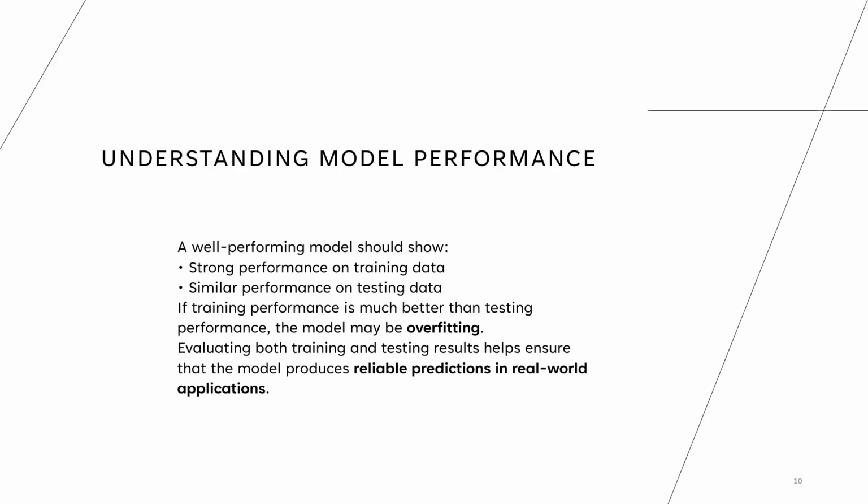On the other hand, if the model performs poorly on both the training and testing datasets, the model may be too simple or may not have been trained long enough to capture the relevant relationships in the data. By carefully comparing training and testing performance, we can better understand how well a neural network is learning and whether its predictions are likely to remain reliable when applied to new situations.